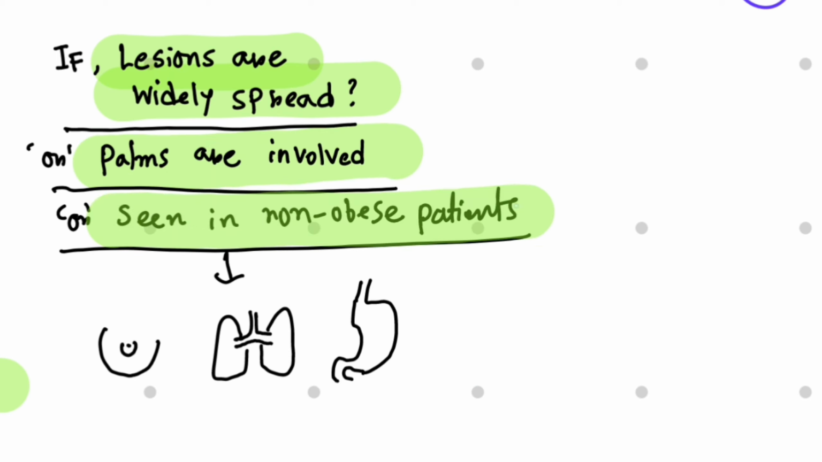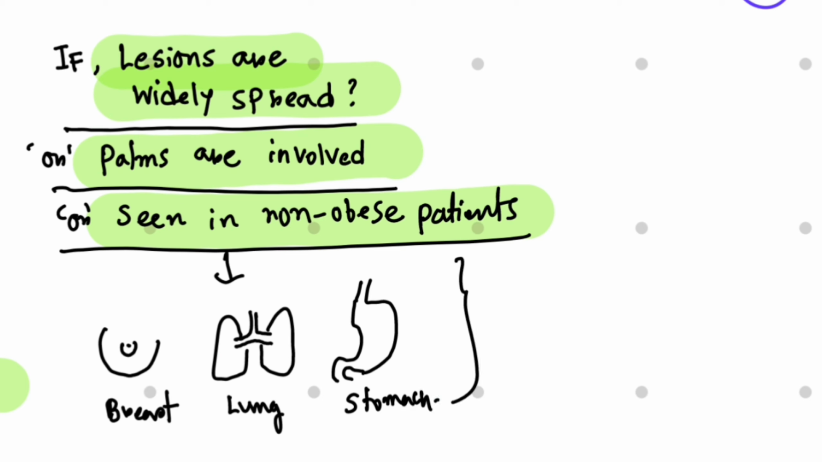Now, apart from these causes, if the lesions are widely spread, or even the palms are involved, or it is seen in non-obese patients where insulin resistance is less likely, then it may be due to breast carcinoma or lung carcinoma or stomach carcinoma. Usually, it is associated with adenocarcinoma of these organs.